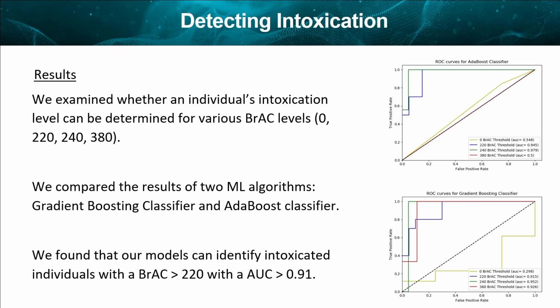Now, let's understand the results. We examine whether an individual's intoxication level can be determined for various BrAC levels. And we compare the results of 2 machine learning algorithms, which are the gradient boosting classifier and the AdaBoost classifier. You can see the ROC graphs on the right side. And we found that our models can identify intoxicated individuals with a breath alcohol concentration level greater than 220 with an area under curve of 0.91.